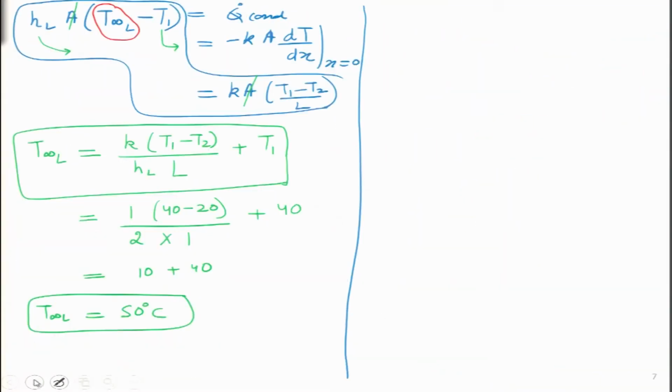As we have done for the left side, very quickly we can do a similar calculation for the right hand side. So, let me go ahead and do that. On the right hand side I can write the same thing again: convection on the right equals Q dot conduction, and this time it is at x equals L, because the length of my wall is L. I will do this a little bit fast this time, because it is just a repeat of the previous.